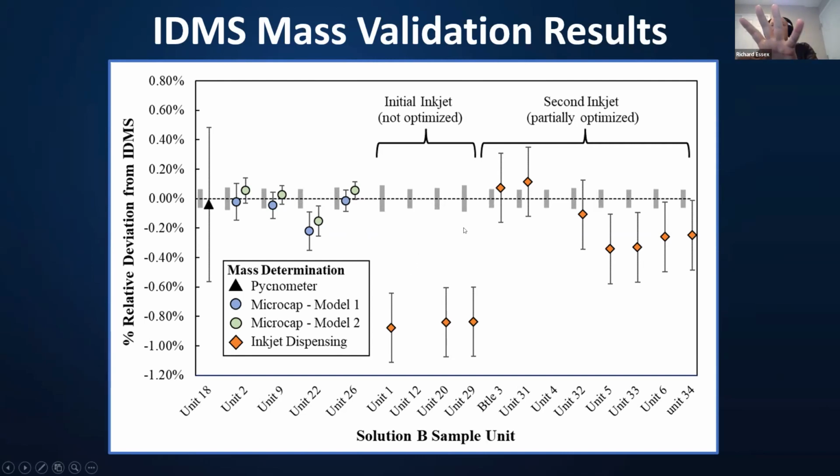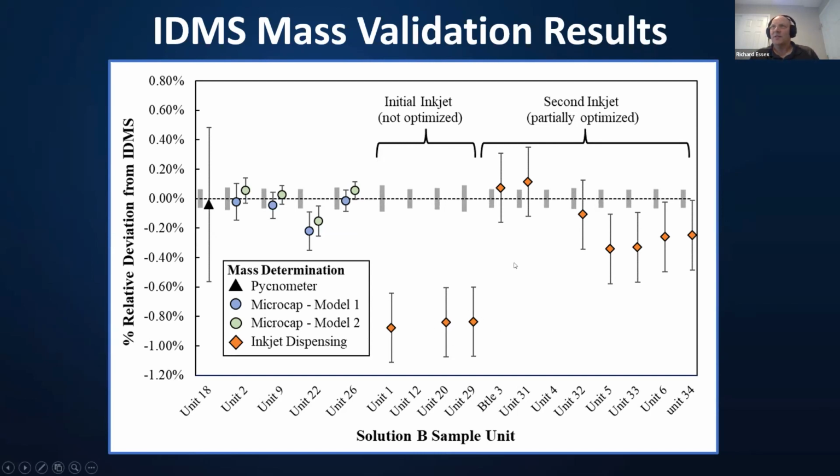For the two inkjet methods shown here, in the first set of samples, the inkjet was never optimized for making this mass measurement. We were using a method that was actually developed to know how much of a dispensed solution made it onto a sample, when we're trying to measure how much of a solution was actually dispensed from the orifice. And so essentially, evaporation that takes place was not accounted for in this method.